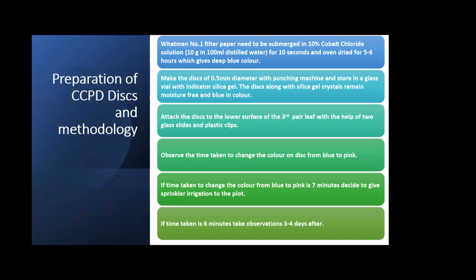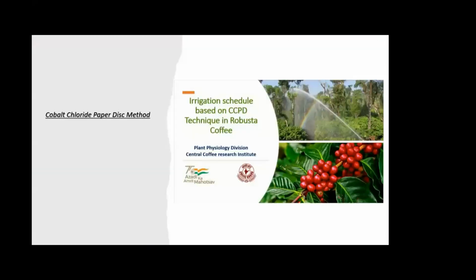If the time taken to change the color from blue to pink is 6 minutes, you have to continuously observe for the next 3 to 4 days. If it doesn't come, you have to understand that the plants have not gone under stress, enough soil moisture is there in the soil, and the plants are healthier. This is the simplest technique we developed; adopt this and schedule your irrigation.